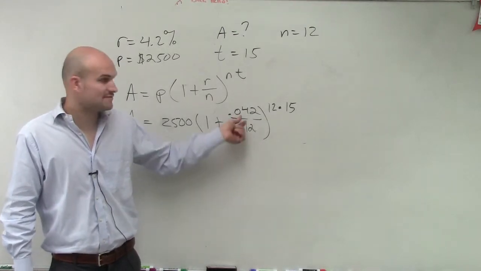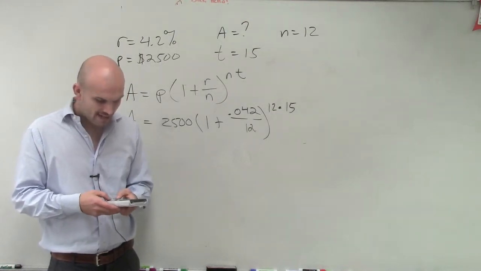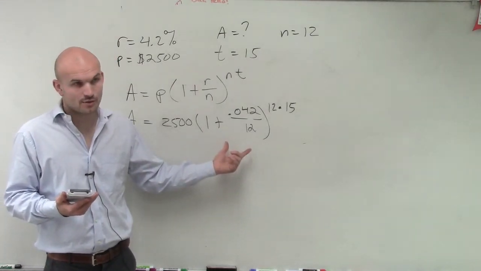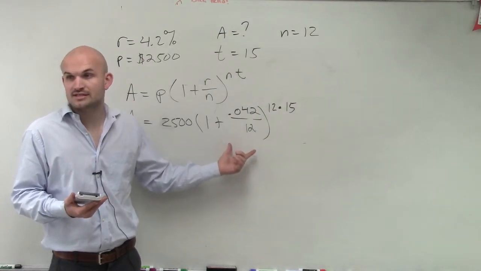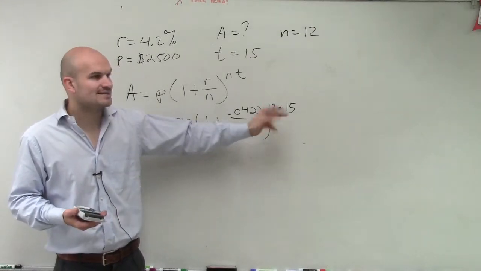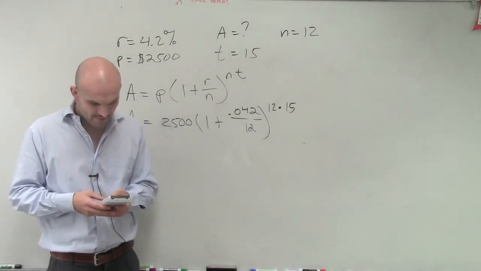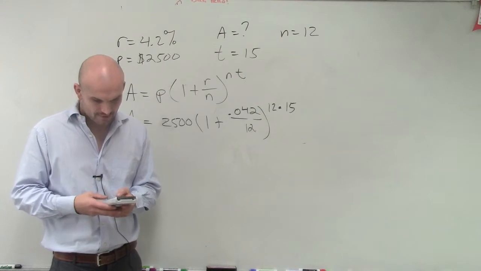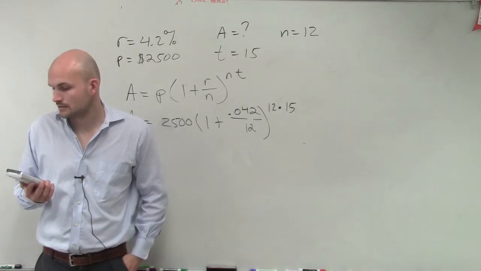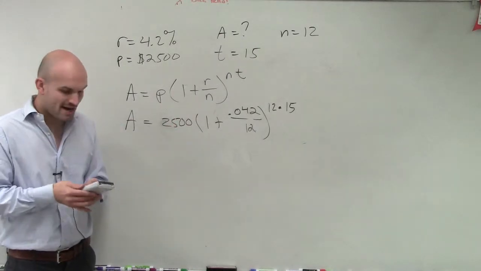So inside these parentheses, I have to divide. I take 0.042 divided by 12. Then I add that to 1. Right? So now I have 1.0035. Next, after you do parentheses, the next one is to do exponents or powers, right? So now I'm going to raise that to the 12 times 15th power, and you get 1.8755. Then I'm going to multiply that by 2,500.